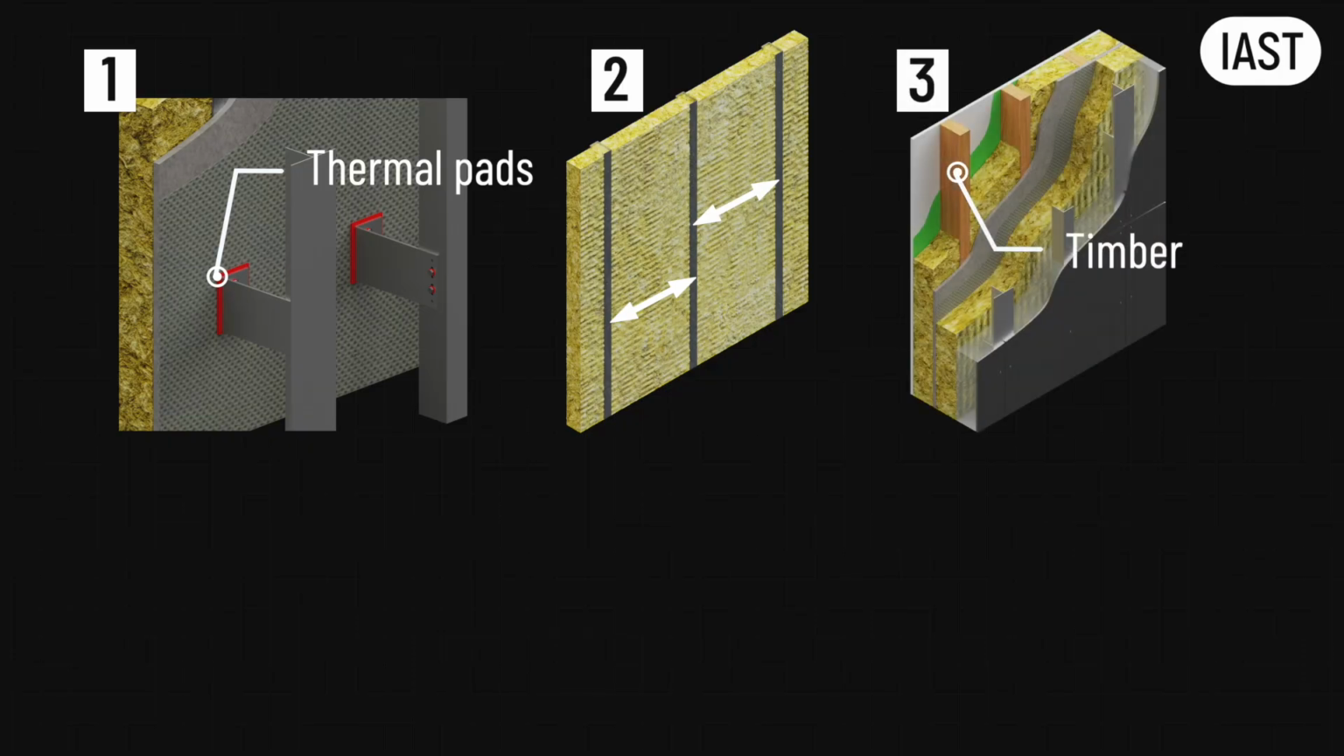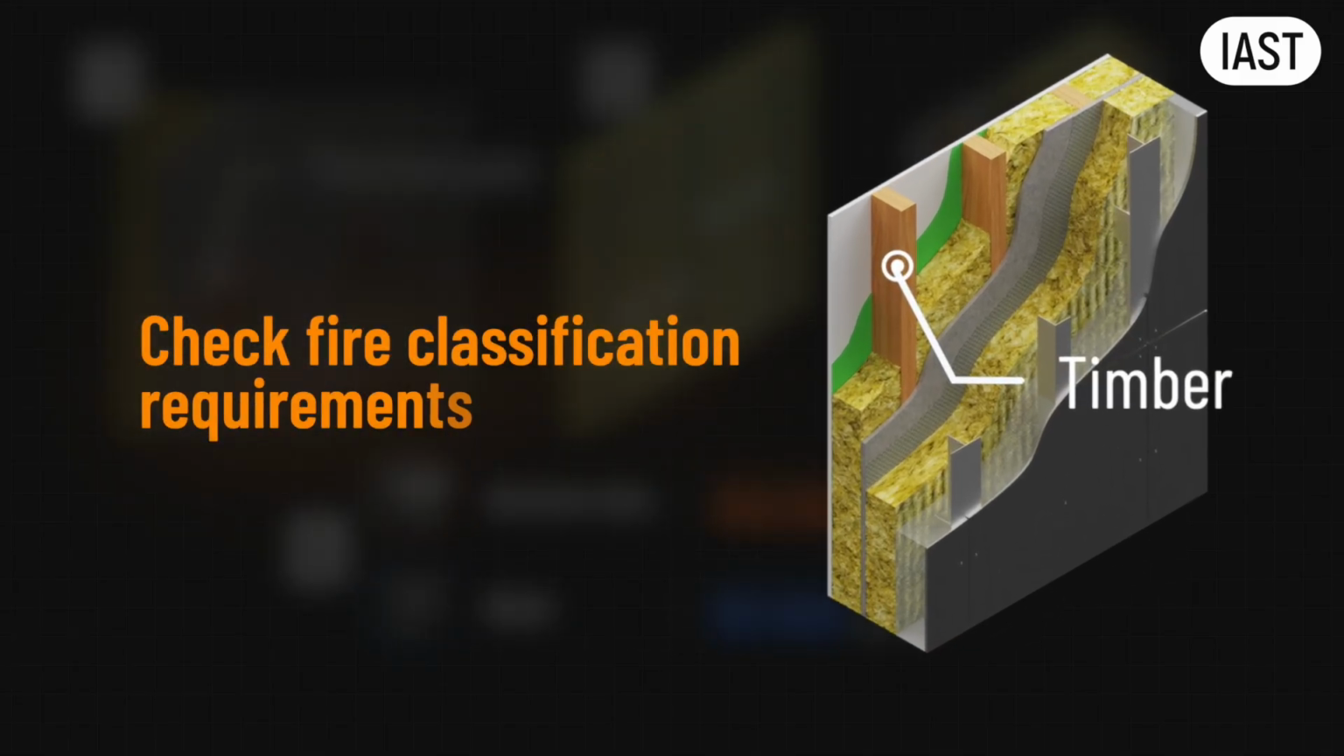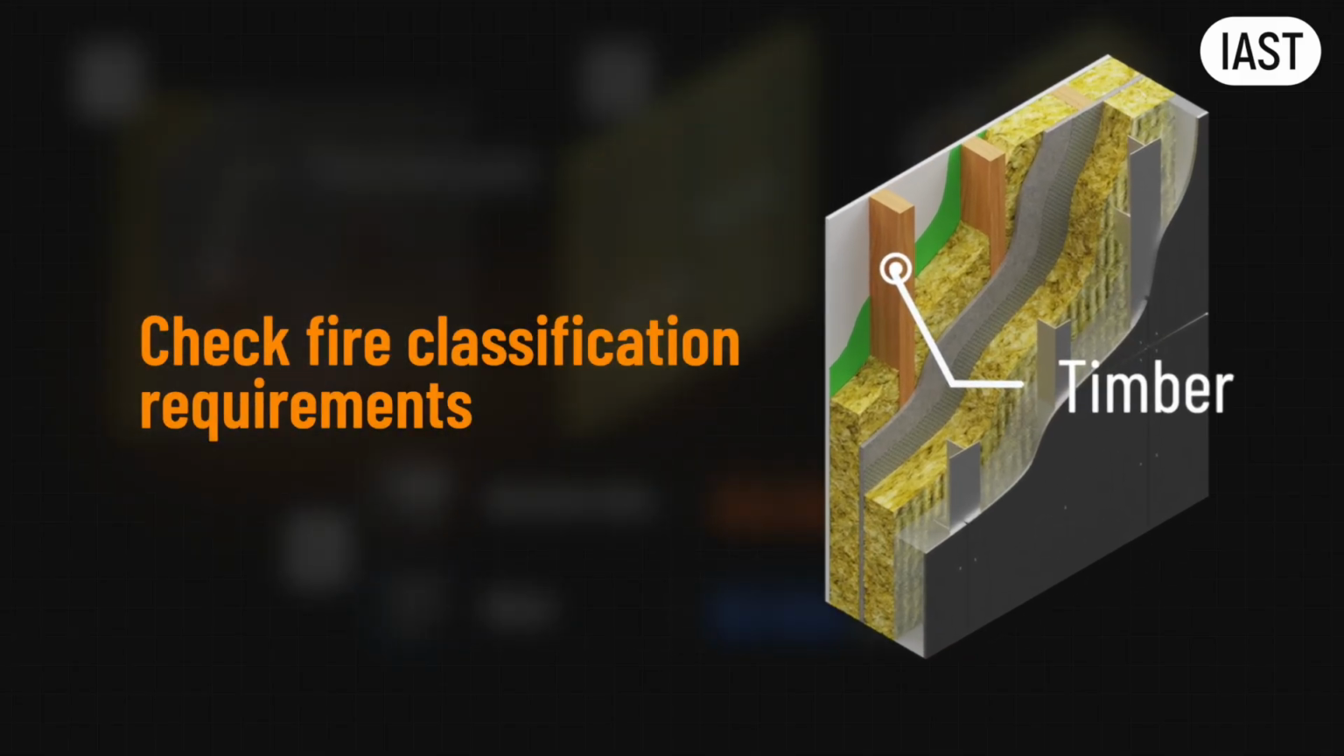A timber stud still conducts more heat than mineral wool, but the gap is around 400 times smaller than with steel. And change the bracket material itself. Stainless steel is significantly less conductive than aluminium. Stainless steel costs more, but it's still often the cleanest way to recover the R value you have lost. But please check fire classification requirements before specifying timber studs instead of lightweight steel frame.